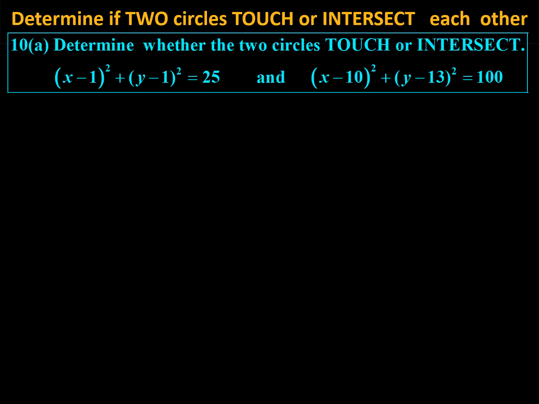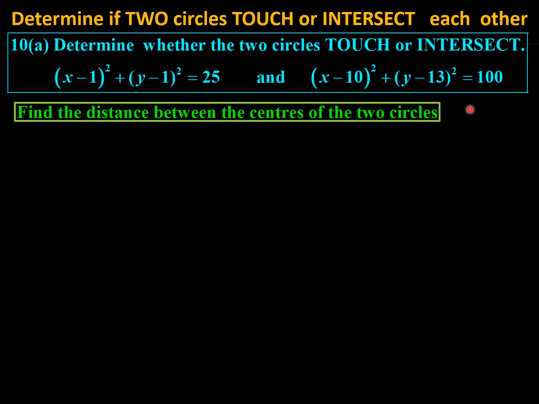Let's look at our first pair of circles. First of all, we need to understand that we can get the center and the radius. You know what the center would be? 1 and 1, radius 5. 10 and 13, radius 10. That's just from the equations, you should be able to do that.